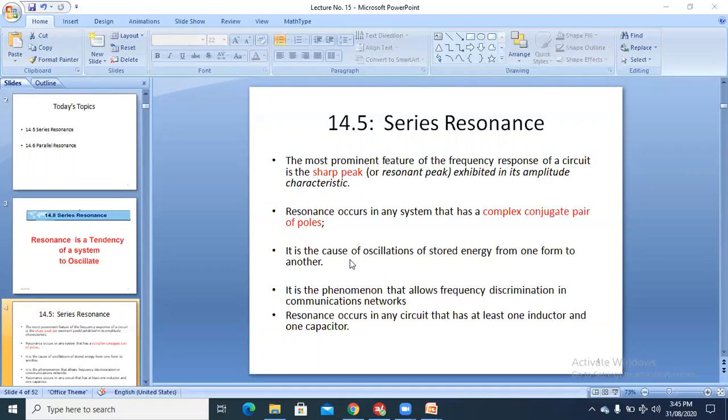In fact, the inductor and capacitor are the energy storage elements in the RLC circuits. And these oscillations are, in fact, the conversion of energy from one form to another. And in communication circuits, this change of amplitude with respect to frequency is called frequency discrimination.